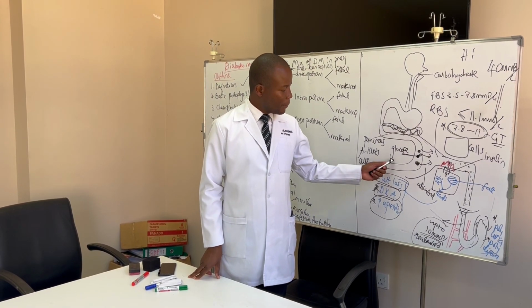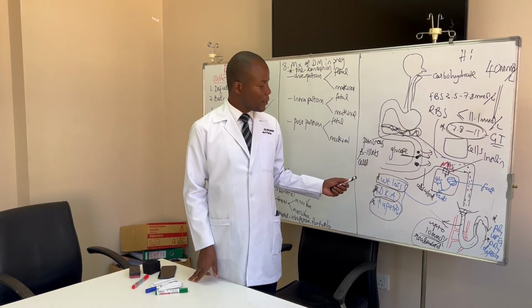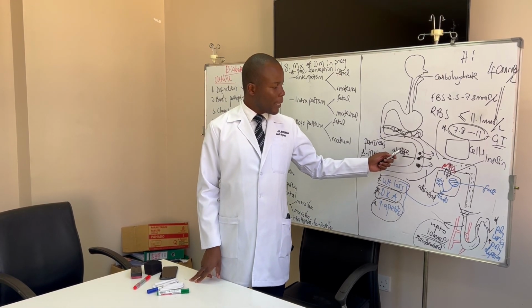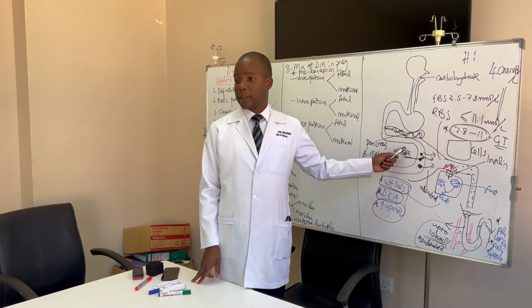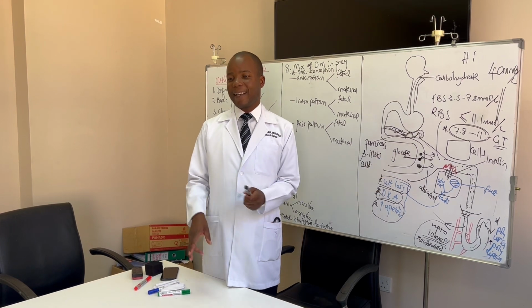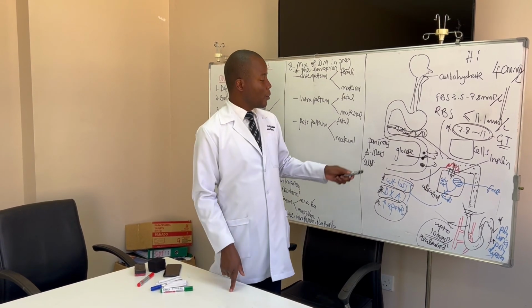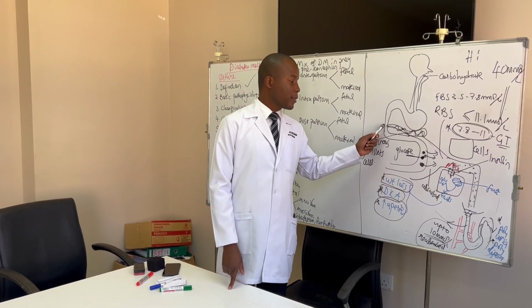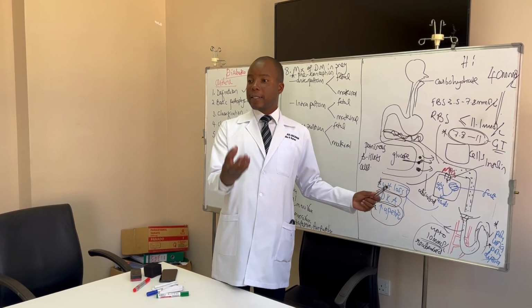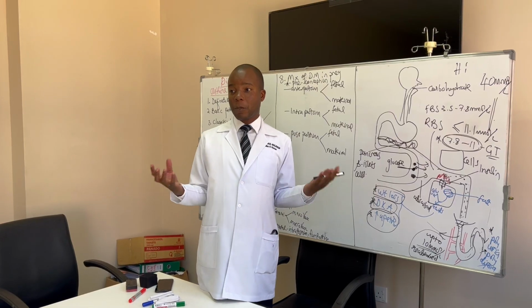At the same time, you find that Daonil, which is glibenclamide, the sulfonylurea, its job is to produce more insulin. So Daonil is producing more insulin. Metformin is increasing the sensitivity. So it depends on what you want.